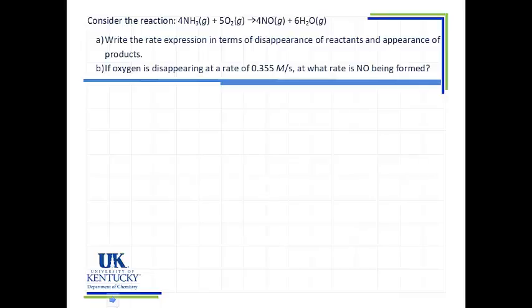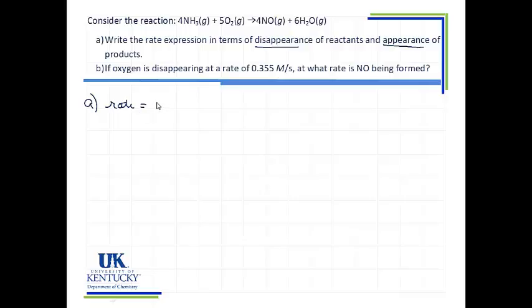In this problem, we're asked to come up with a rate expression, and it says to do it in terms of the disappearance of reactants and the appearance of products. So that's what we're going to do in part A. A rate expression is a way of determining the rate of a reaction, and you can determine it by observing any one of the reactants and products.